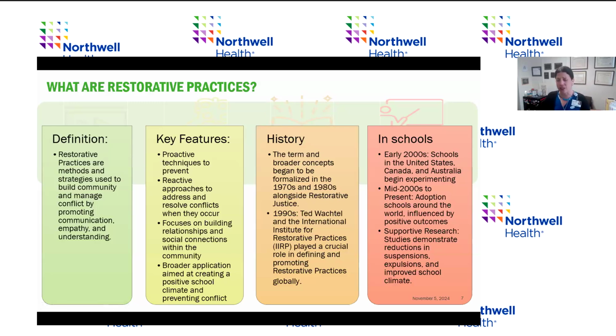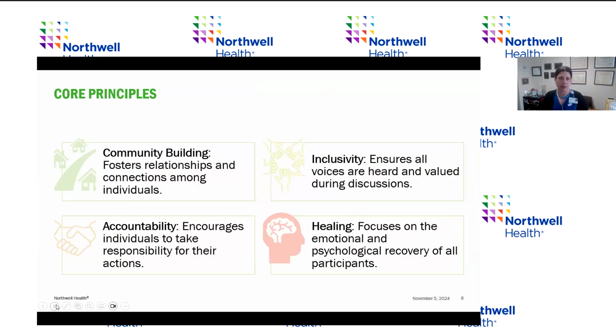So similar to restorative justice, restorative practices also started developing more in the 70s and 80s. And then the Institute of Restorative Practices was formed in the 90s, which played a crucial role in defining and promoting these practices globally. And then again, bringing it to the schools in the 2000s in the United States, Canada, and Australia. And by the mid 2000s, adopted worldwide, influenced by all the positive outcomes that were coming out. We're going to talk about this in more detail, but there is a lot of research that supports a reduction in suspensions, expulsions, disciplinary actions, absenteeism, and of course, an improved school climate. And we know that the impact of that does have an individual impact on the mental health of students.